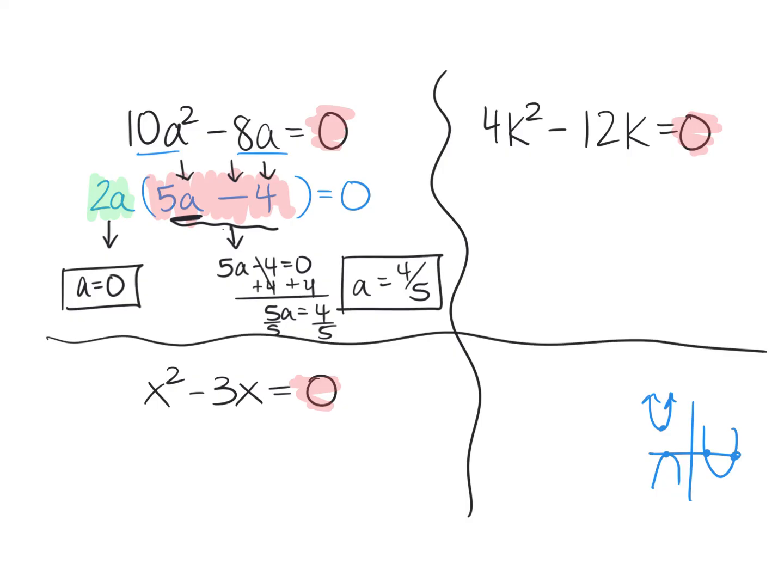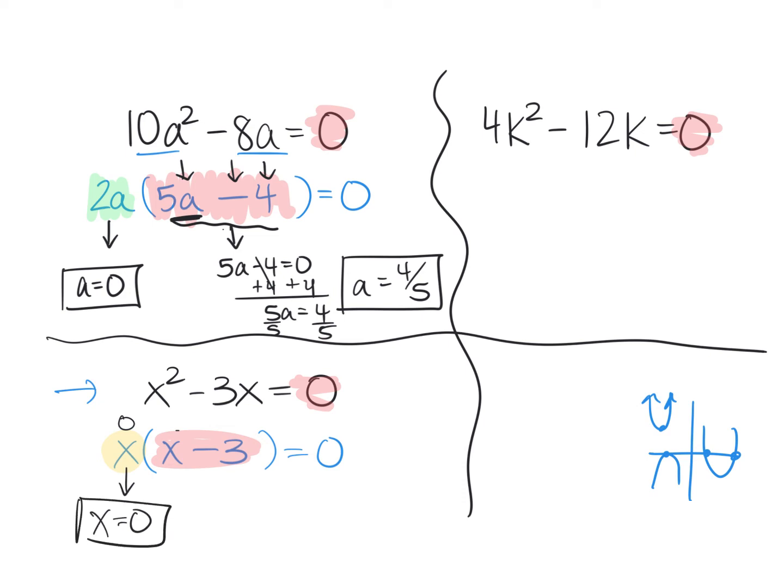Okay, let's try the one below it. I'm going to try it in a different color so you can see it a little bit better. First thing I would try to do is factor it. They both have an x as their greatest common factor, so it'd be x times x minus 3. Either this needs to be 0, or what's inside here needs to be 0 for the whole answer to equal 0. If x was 0, 0 times this would be 0. So one solution is 0. And 3 minus 3 is 0, so x equals 3 is my second solution.